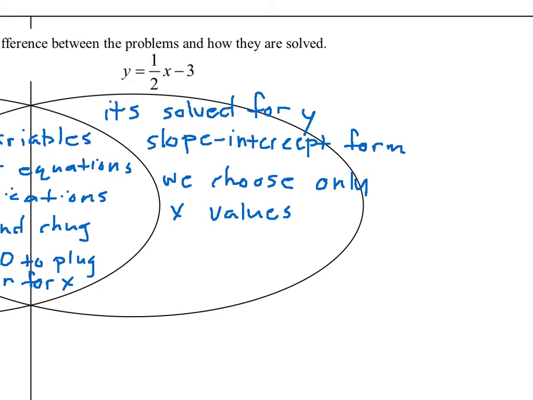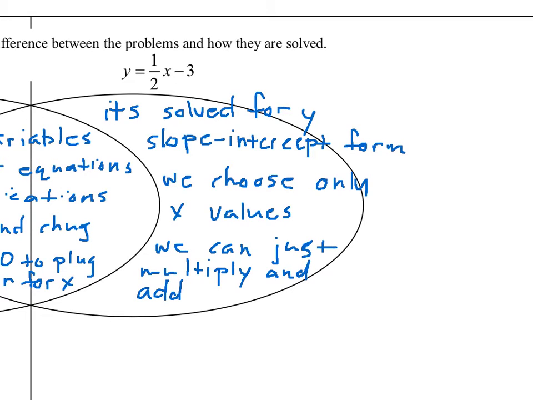Geronimo? Yeah, so there's no equation solving. So we can just multiply and divide, or multiply and add. Yeah, so this is super important. It's solved for y, we call that slope-intercept form, and we choose only x values.